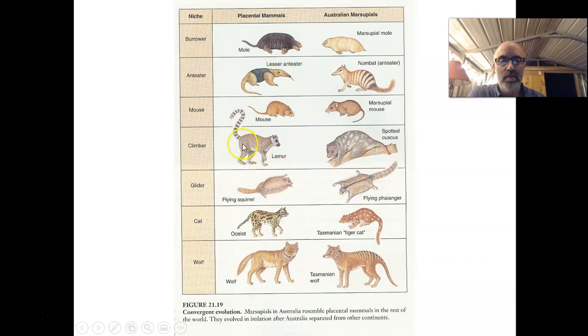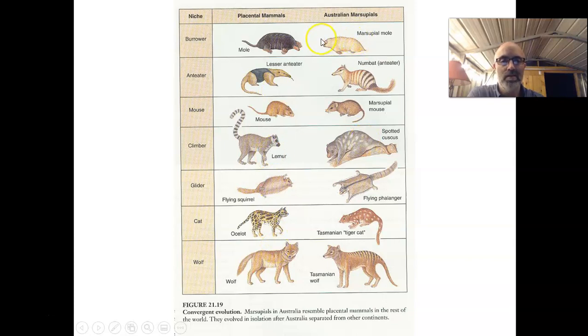We have arboreal mammals with prehensile tails. We have mammals that, in both places, climb trees and have this flap of skin between their fore and hind limbs that allow them to glide. We have the small carnivore. We have the large carnivore. So obviously we see very similar character states between these two groups.